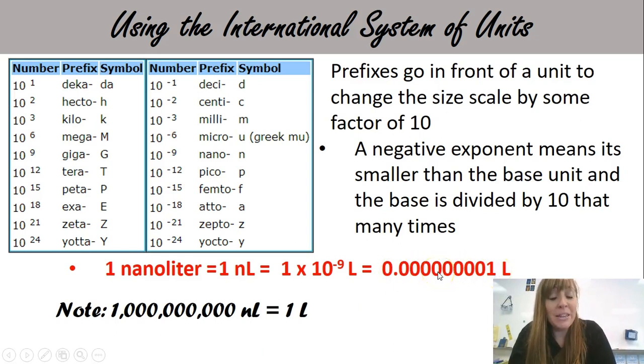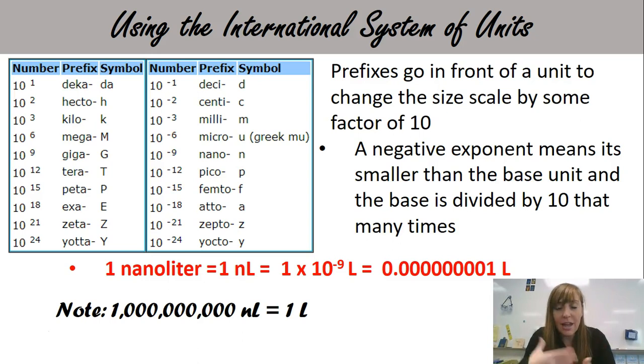All right, so let's also point out that this is a very, very small amount of liquid. In fact, it's a billionth of a liter. If I have a billion of them, then it comes back up to 1 liter. So whatever the opposite function of your prefix is, that's how you need to multiply it to get back to the base unit.